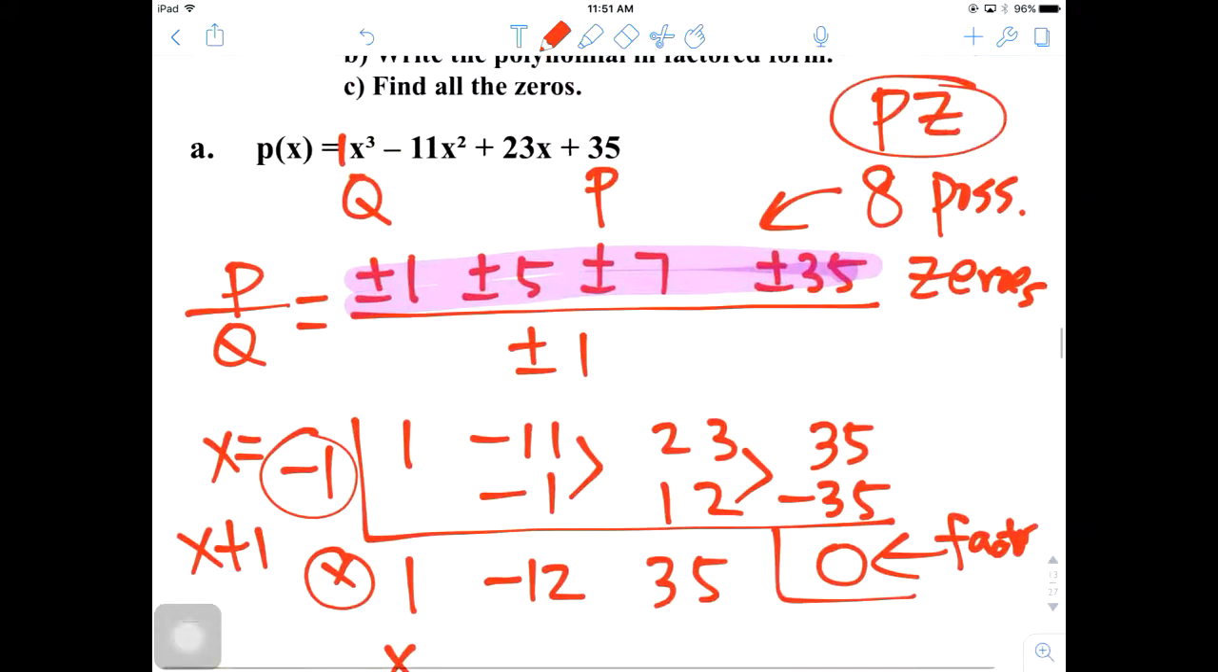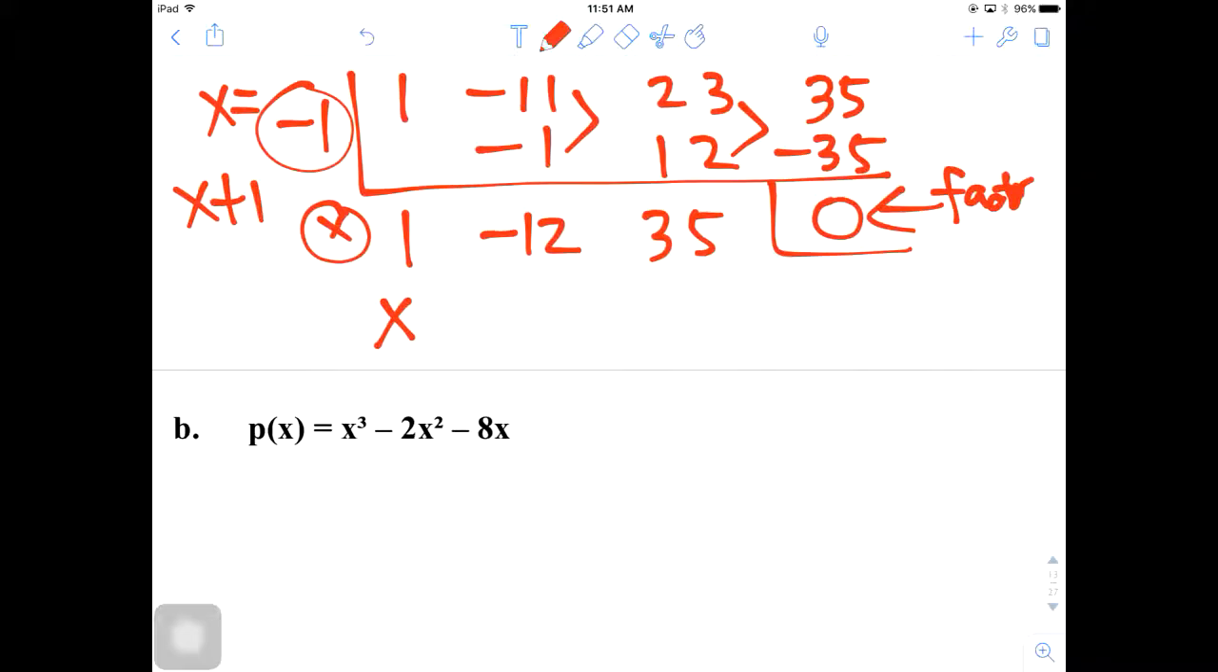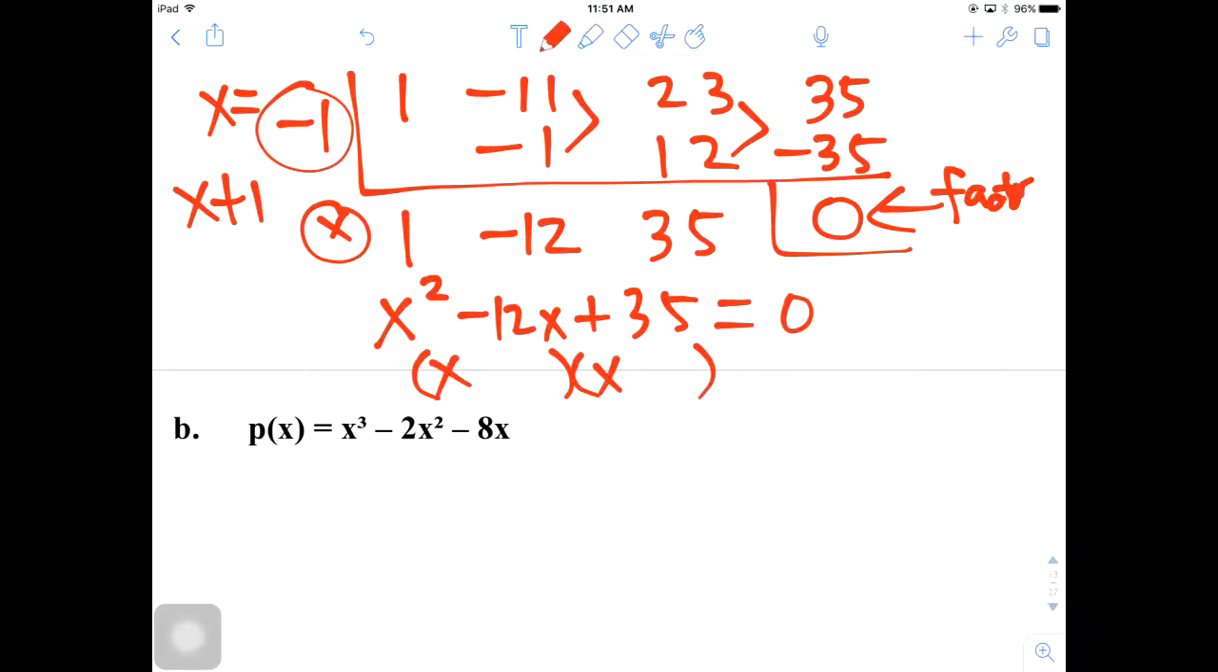So we started with an x cubed right here, and we're going to reduce it by 1. So we're going to rewrite it as x squared minus 12x plus 35. And we will proceed to solve for the remaining zeros by factoring. So the signs are the same. Both of them are going to be negative.